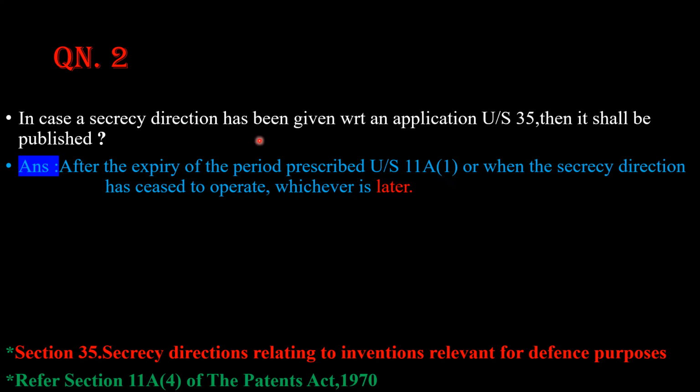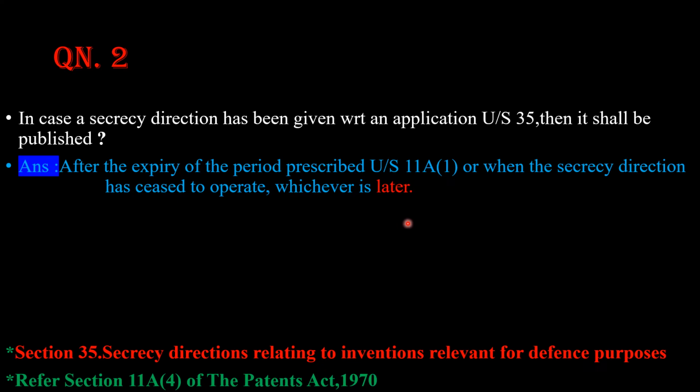Question number 2. In case a secrecy direction has been given with respect to an application under section 35, then it shall be published. That means the question mark indicates published when. The answer is after the expiry of the period prescribed under section 11A subsection 1 or when the secrecy direction has ceased to operate, whichever is later. So please observe this.